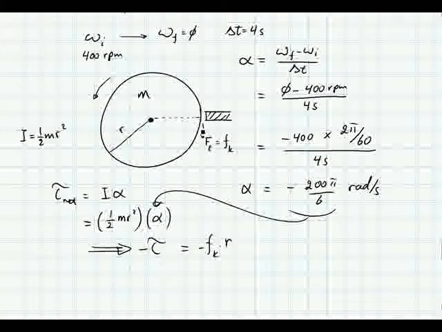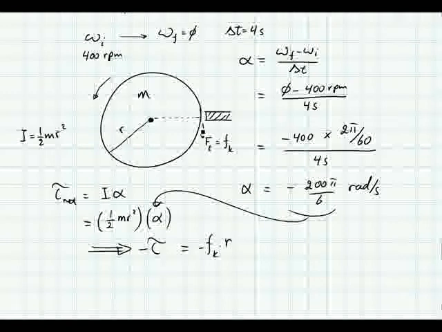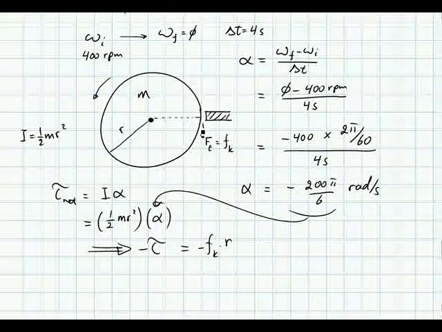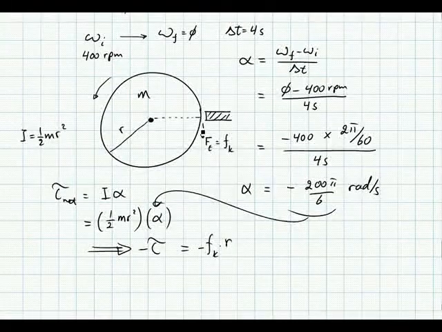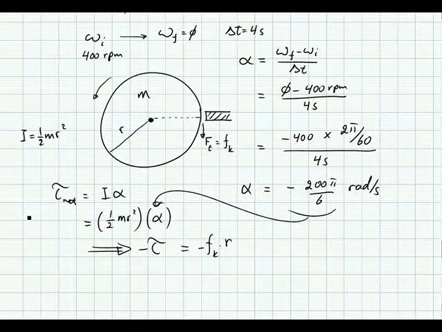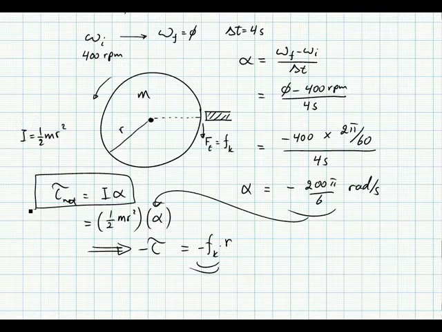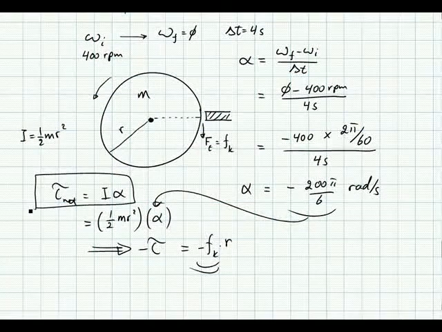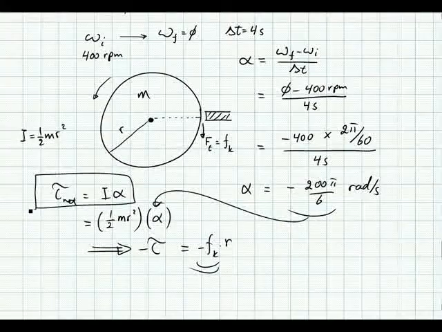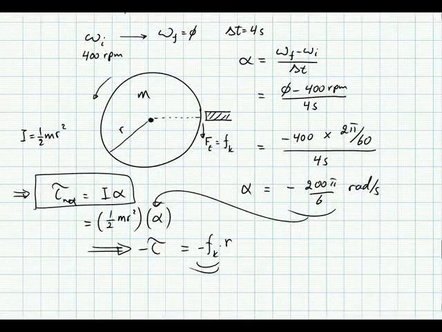That's the force that would cause a rotation in the clockwise direction to bring this disc to a stop. So having figured out alpha, then it's a trivial matter to figure out the value of the friction force. And again, in doing dynamics analysis for rotational motion, you use the torque equals I alpha, the rotational version of Newton's second law, of course.